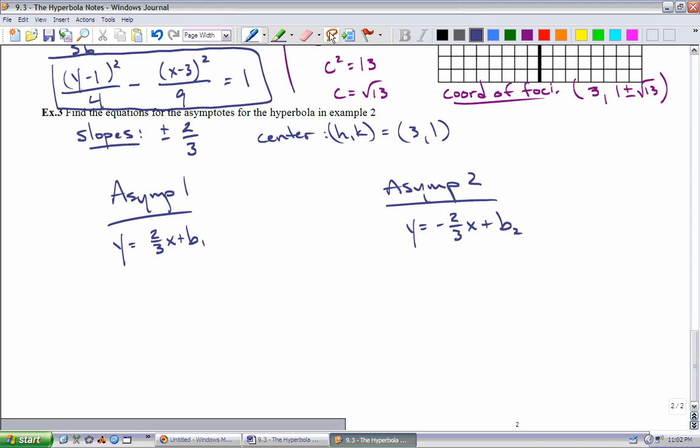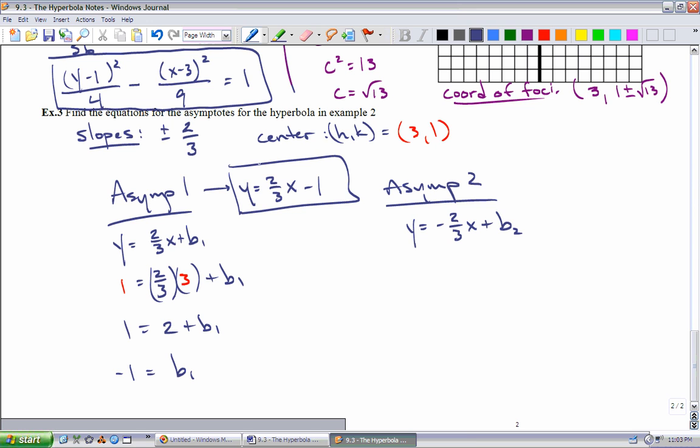So I can take that point, okay, and I can plug it in here. 1 equals 2/3 times 3. We'll multiply that here, and we get 2 plus b1 equals 1, or b1 equals negative 1. So that means our asymptote 1 is y equals 2/3 x minus 1. There's one of our asymptotes.